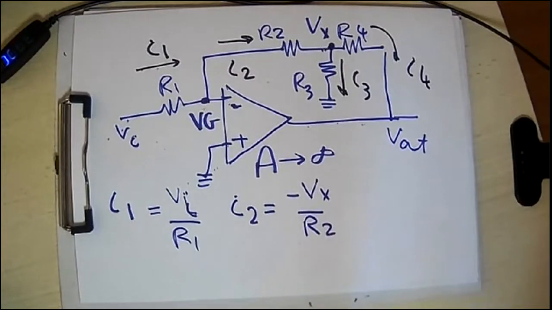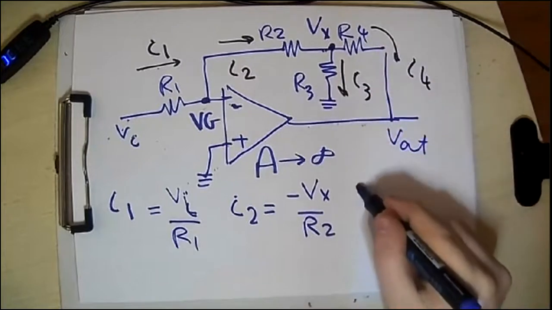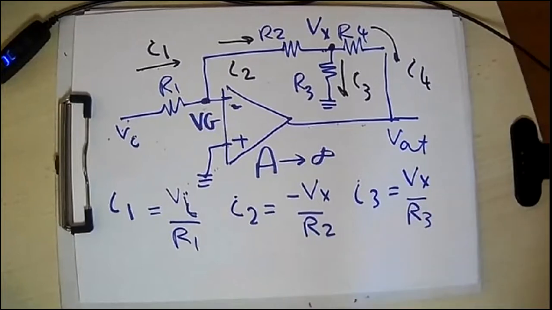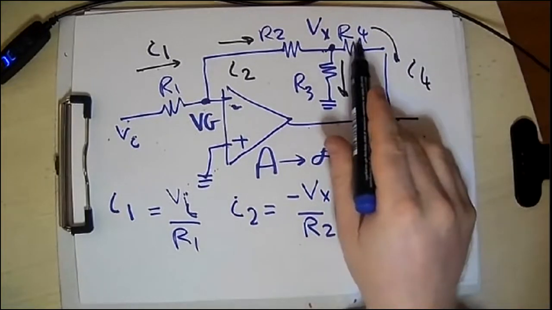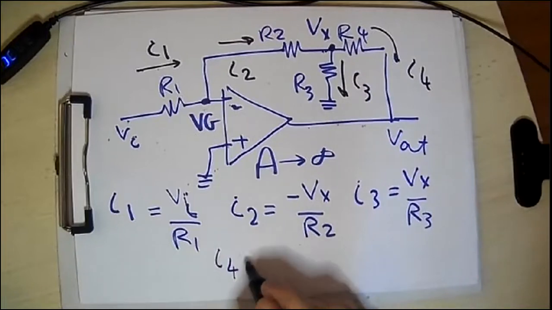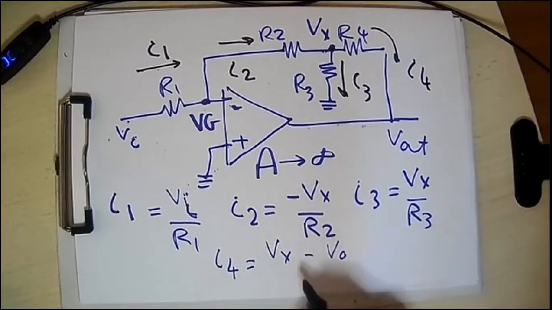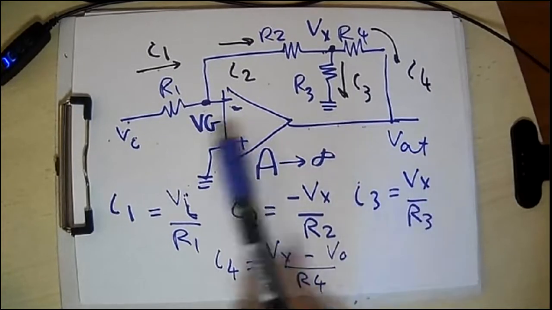What about I3? It's Vx minus 0 over R3. So I3 equals Vx over R3. What about I4? It's Vx minus V output over R4. So I4 equals Vx minus V out over R4. These are the 4 main currents conducting in this circuit.